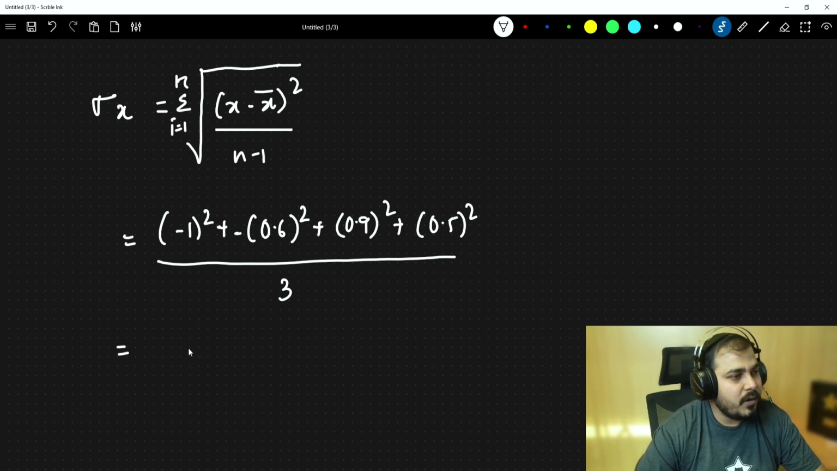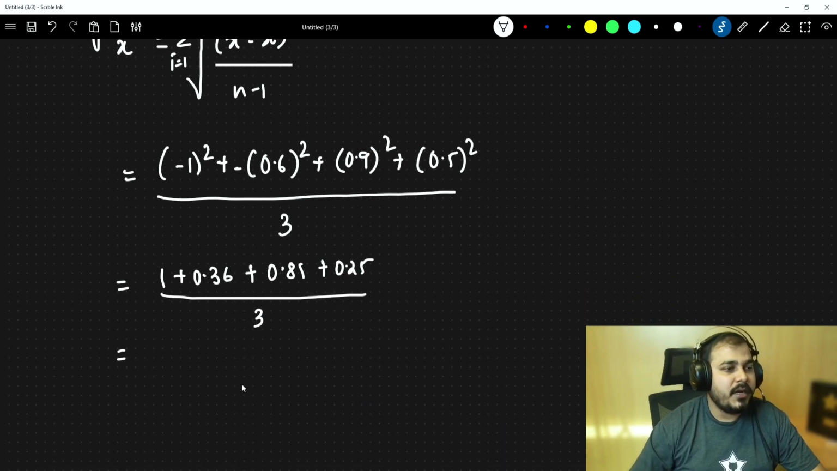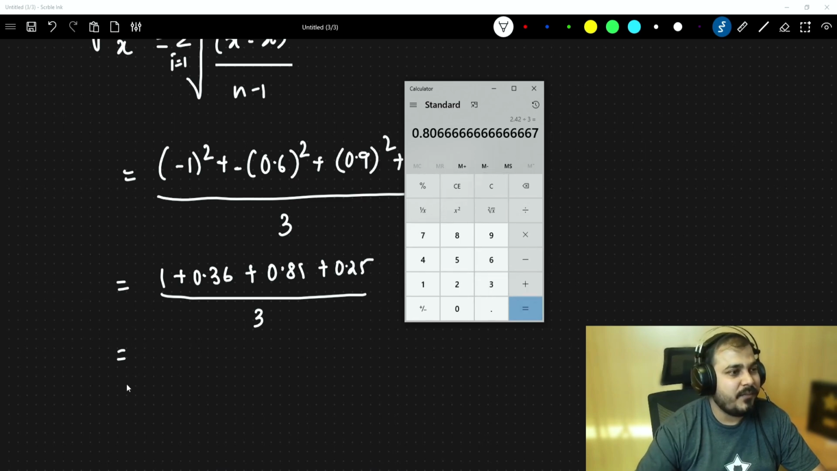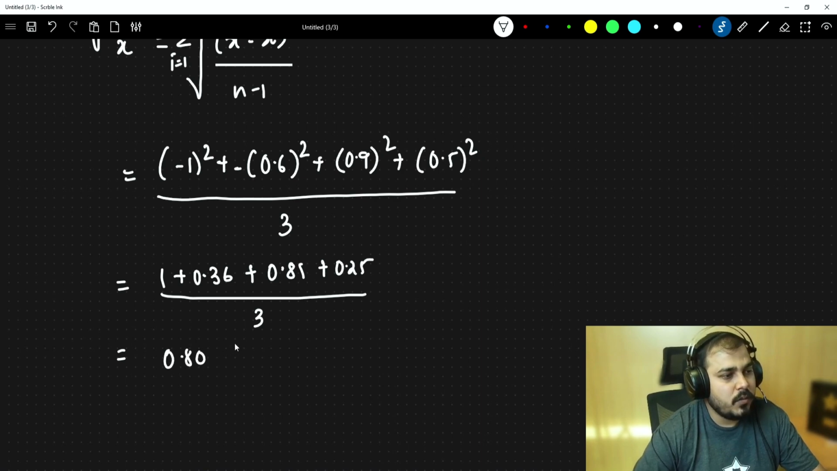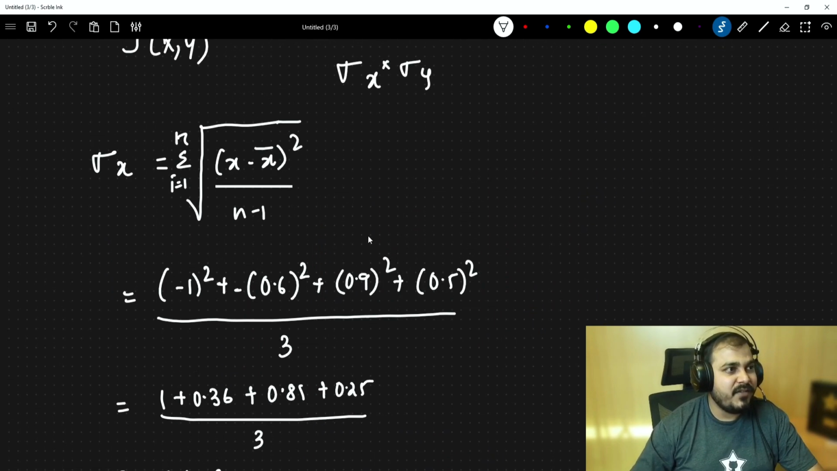Now we will go ahead and calculate it: 1 plus 0.36 plus 0.81 plus 0.25 divided by 3. I will just open my calculator over here. 1 plus 0.36 plus 0.81 plus 0.25 divided by 3. Obviously, I am getting somewhere around 0.806. So I'm getting 0.806 with respect to the standard deviation of x.